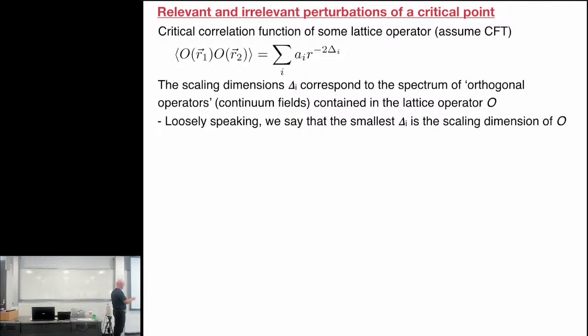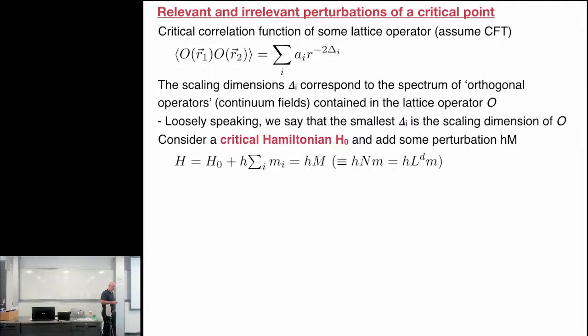So that's one thing. The other thing is, when I talk about lattice operators and their scaling dimension, then we mean the smallest delta is what we call the scaling dimension. But there are always, it contains always many operators. Okay, so now let's look at the critical Hamiltonian.